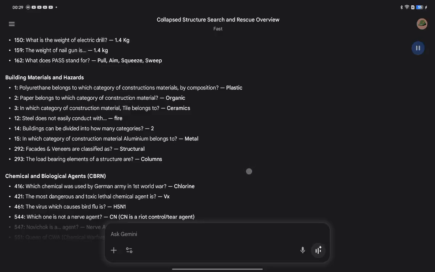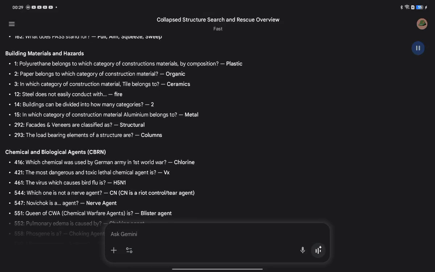159. The weight of nail gun is 1.4 kilograms. 162. What does PAR stand for? Pull, aim, squeeze, sweep. Building materials and hazards. 1.